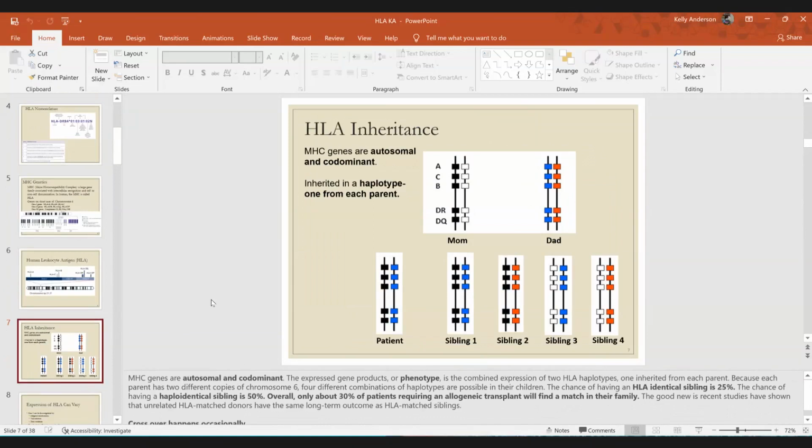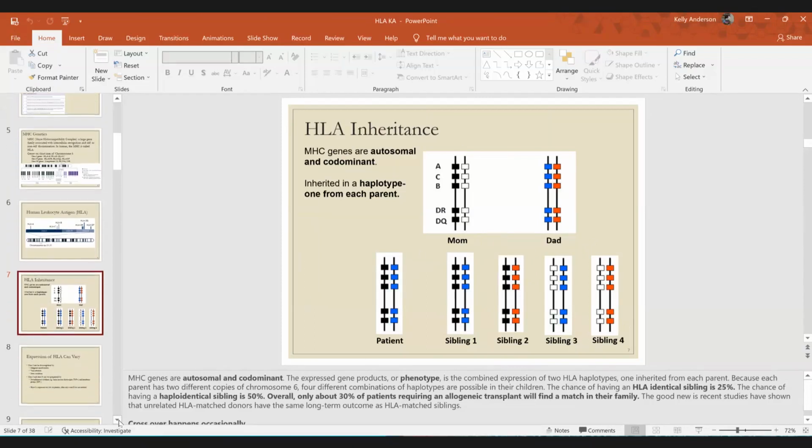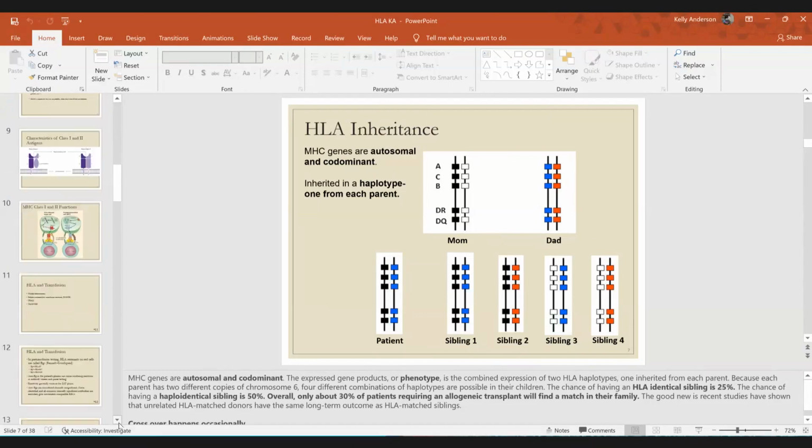So HLA inheritance is autosomal and it's codominant. So you're going to get a haplotype from each of your parents. And I like this picture. It shows basically each child is going to get 1 haplotype from mom and 1 haplotype from dad. So siblings are 25% likely to have the same type as another sibling. Skip through some of these slides.